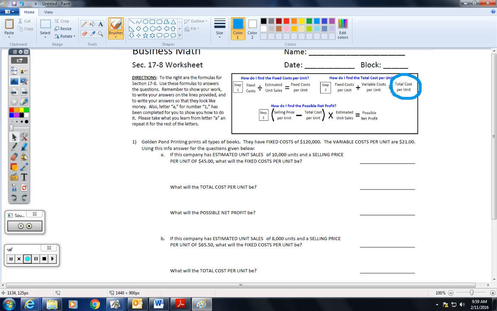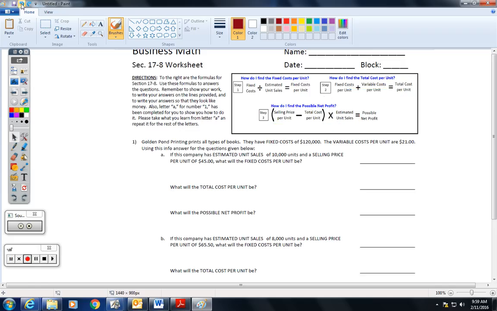Once you know the total cost, you can plug it into step 3. And you take the selling price per unit minus that total cost. And that's your profit per item. And so you might make $10 for every book that you make. Well, that's pretty good. What's the total amount of money you'll make? Well, you've got to multiply that then times the estimated unit sales. And if you finish out by doing step 3, you'll figure out the possible net profit.